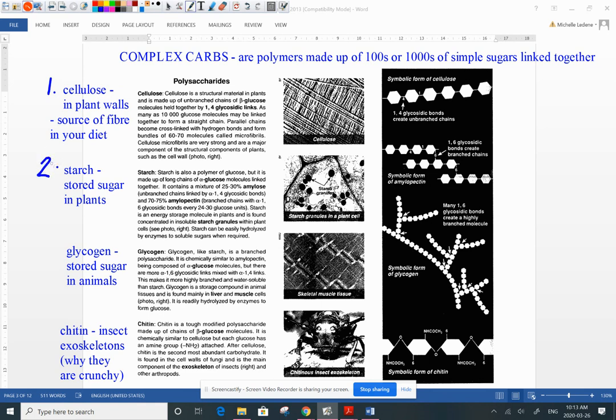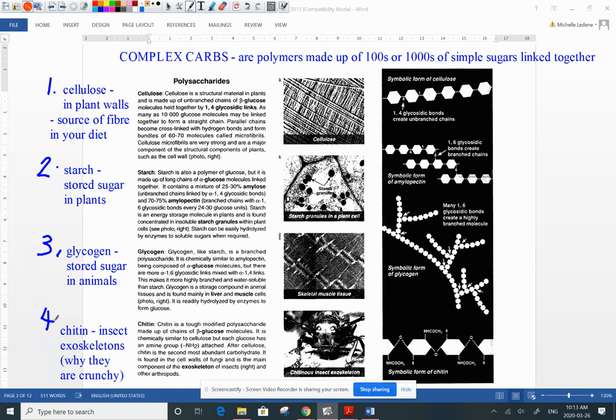Number two here, starch. This is another polysaccharide or complex carb. This is how sugar is stored in plants, right? And so starchy plants might be like a potato. It is a stored form of sugar. In animals, humans like us, we don't store sugar. We don't even make starch at all. We store our sugar as a molecule called glycogen instead.